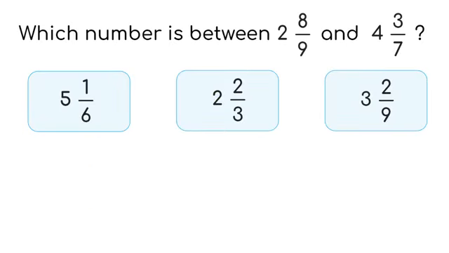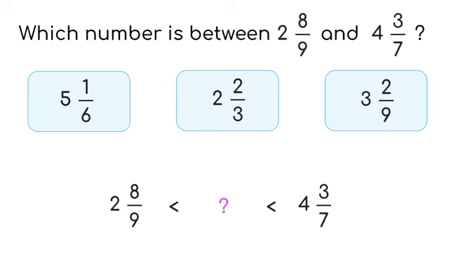Which number is between 2 and 8/9 and 4 and 3/7? 5 and 1/6, 2 and 2/3, or 3 and 2/9? Here we are looking for which answer choice is between 2 and 8/9 and 4 and 3/7. So it needs to be greater than 2 and 8/9 and less than 4 and 3/7. We will need to look at each choice carefully. Let's start with 5 and 1/6.